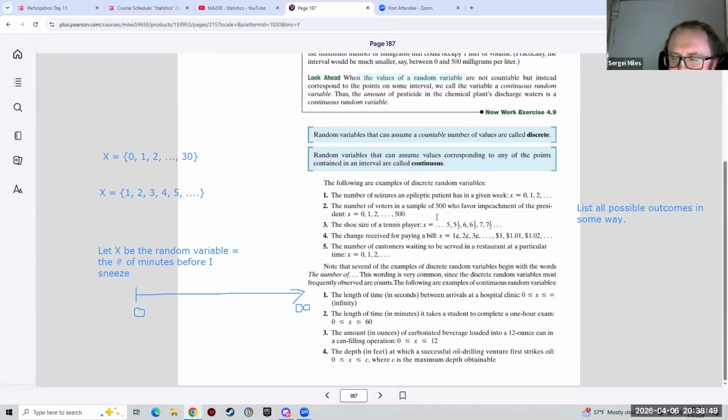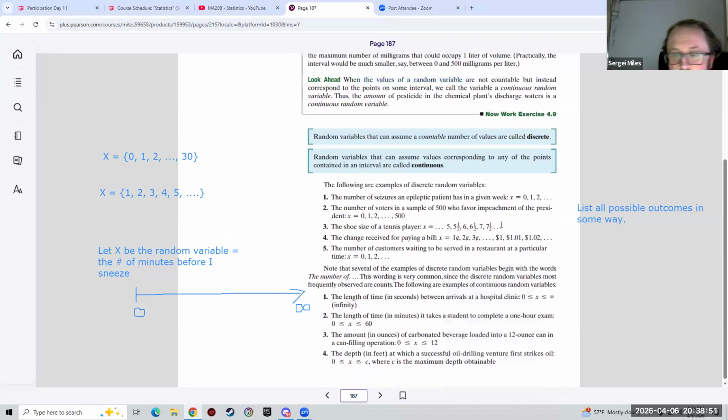The shoe size of a tennis player. Well, shoes generally are only sold in whole numbers or halves. Now, okay, I guess technically you could go to a custom shoe dealer to take custom measurements to make a custom shoe size. We're not talking about that. We're just talking about a basic shoe store. Then they're only going to have sizes available in some finite set of numbers, right?